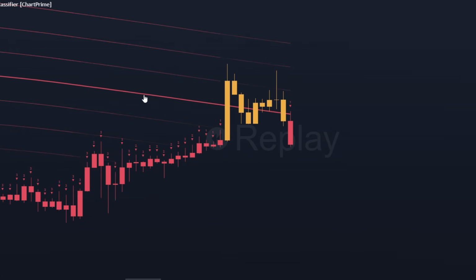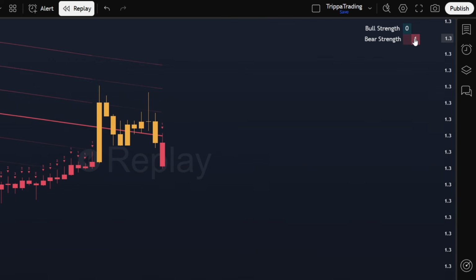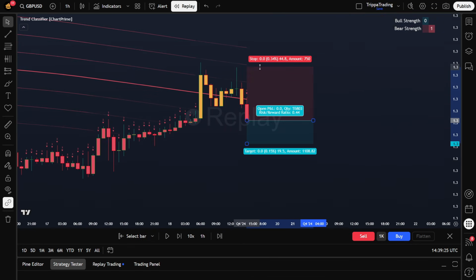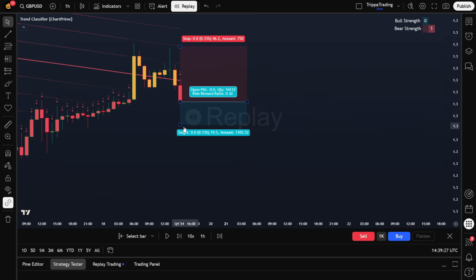Here's another example. Market was in a strong downtrend, red bands, consistent red candles. Price pulled up briefly, turned orange for a couple of candles, then we got a strong red candle closing back below the center band. Bearish strength was also good. That was our signal. So we can enter a sell trade here. We can place our stop loss above the swing high.